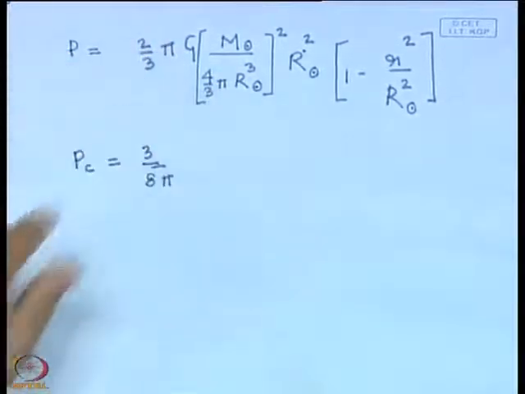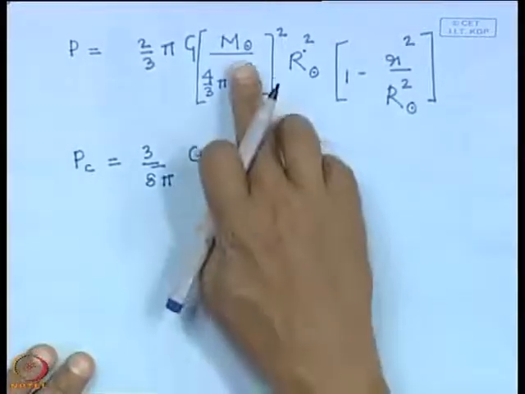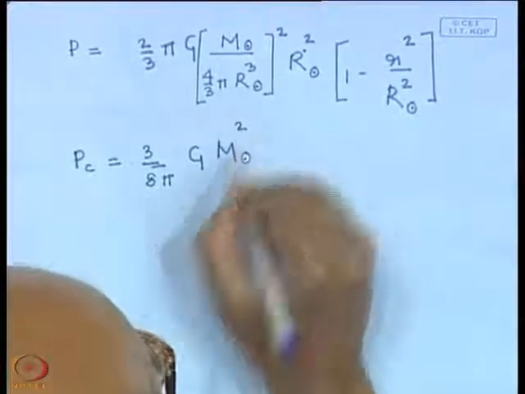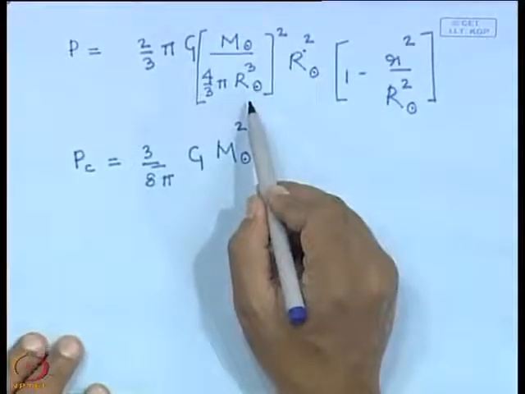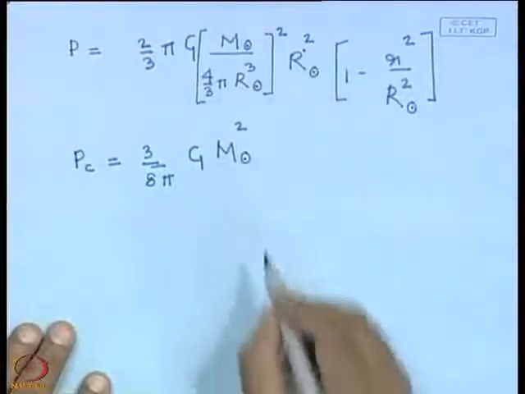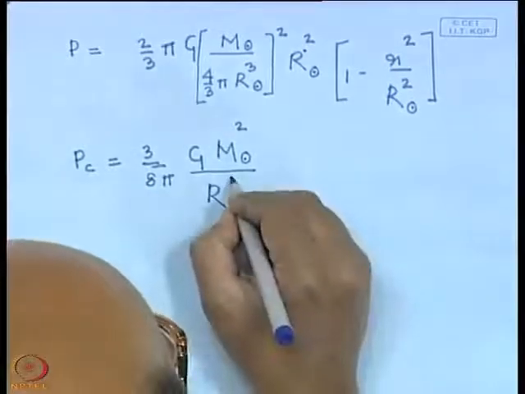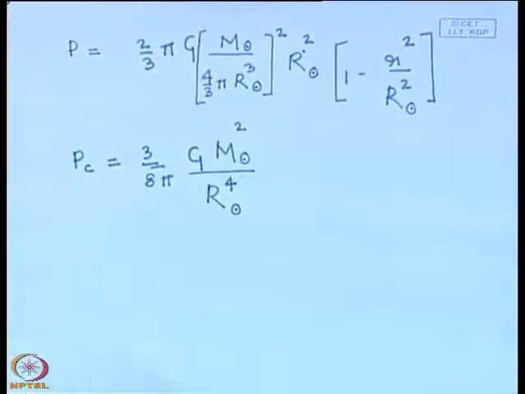So that takes care of all the numerical coefficients, and then we have G M squared, the mass of the sun squared, by R to the power of 6, the radius of the sun, and here we have the radius of the sun squared. So this is R sun to the power of 4. That is the pressure at the core of the sun, using this simple approximation, assumption, that the density is constant throughout.